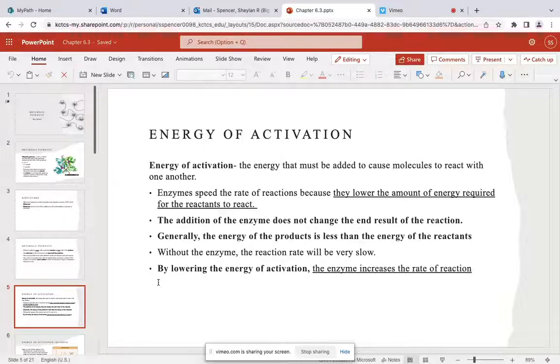So, energy of activation, this is important. This is the energy that must be added to the molecules to cause them to react with one another. Like I said earlier, enzymes lower the amount of energy required for the reactants to react.